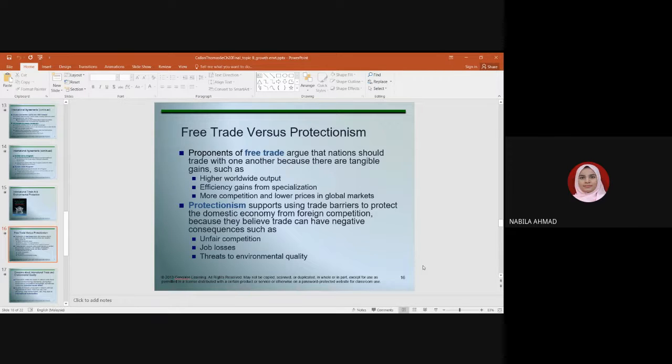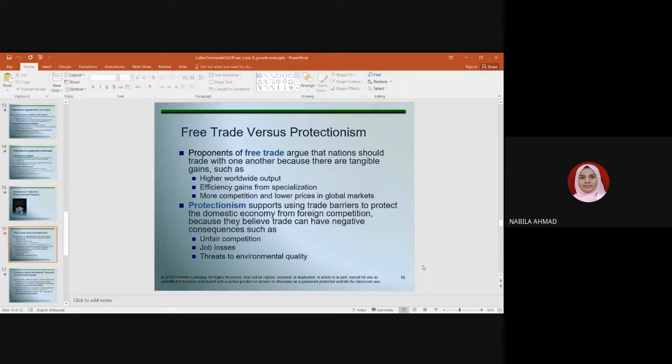Kenapa kita nak allow this trade? Adalah kerana dia akan beri benefit. So first dia akan meningkatkan worldwide output, and then dia akan menyebabkan efficiency gain from specialization. Maknanya negara yang buat sesuatu, dia mampu, macam kita ada kelapa sawit, negara lain tak ada kelapa sawit. Jadi kelapa sawit ni adalah resources yang sangat diperlukan dalam semua negara. Jadi kita ada apa kita panggil tu, kita ada comparative advantage di situ. So bila begitu, kita bolehlah ekspor ke luar negara, dan luar negara pun naklah import dari kita. So faham tak?